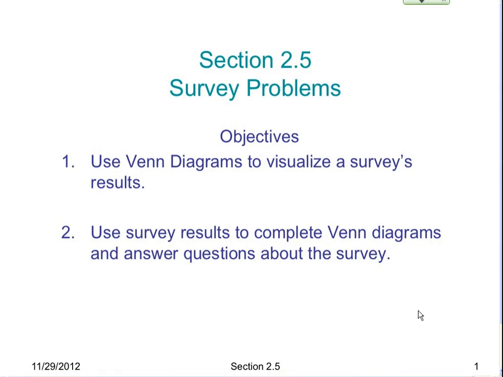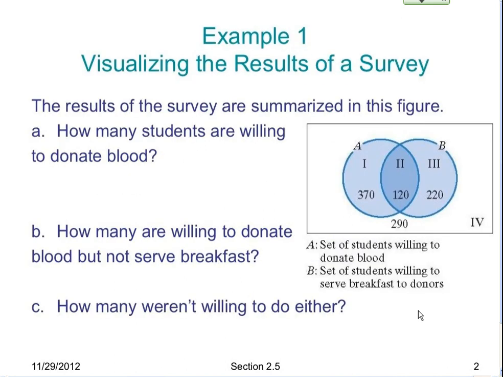This is section 2.5. We're going to be talking about survey problems. Let's suppose we have a survey and the results are in this Venn diagram. Set A is the set of students willing to donate blood. Set B are the students willing to serve breakfast. So anything inside this circle, those are the breakfast servers.